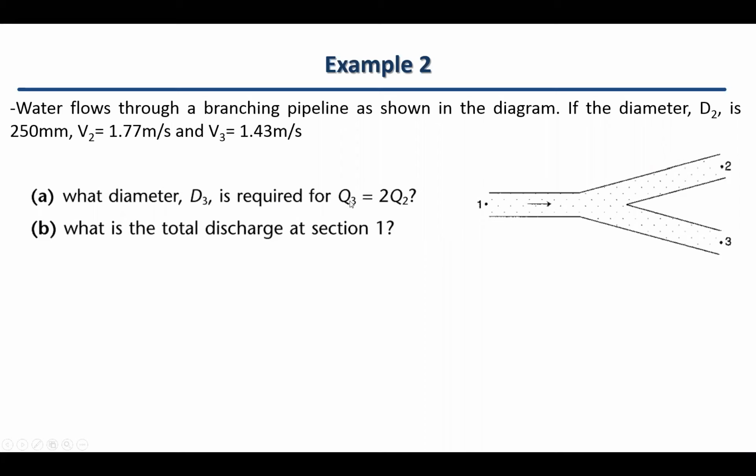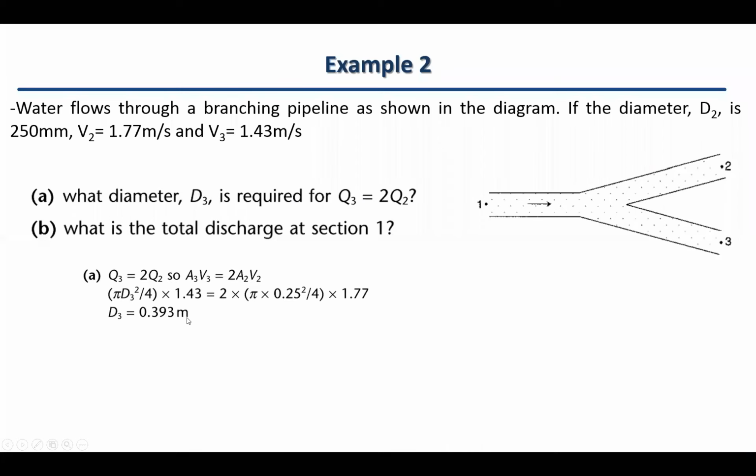The total discharge is the sum of the discharges Q2 and Q3 together. So let's see how we can calculate this. We have the equation Q3 is equal to 2Q2. We can simplify: Q3 is A3 V3, which is equal to 2 A2 V2.